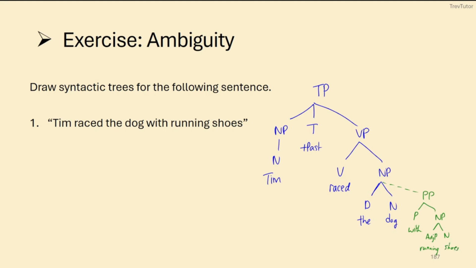The other way we can attach it, and I'll just use the power of technology to do this, we could, and I'll make it a different color, attach it next to the verb phrase if it is going to modify the verb. So if we're saying that we did the racing with running shoes, in other words, Tim is the one with running shoes, then we would attach it next to the VP. So these are two possible structures that we have. We should just have one of these prepositional phrases in here. But if you're going with the red one, then you're looking at verb modification. If you're looking at the green one here, you're looking at noun modification.